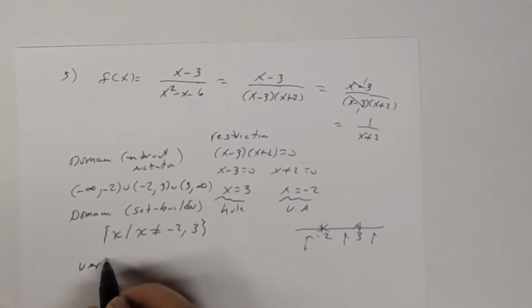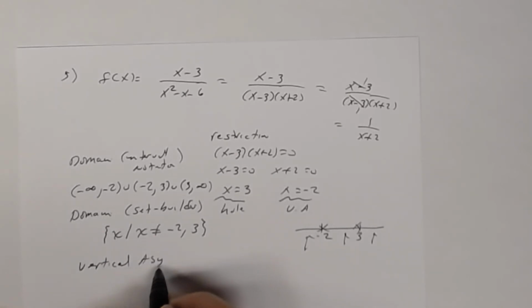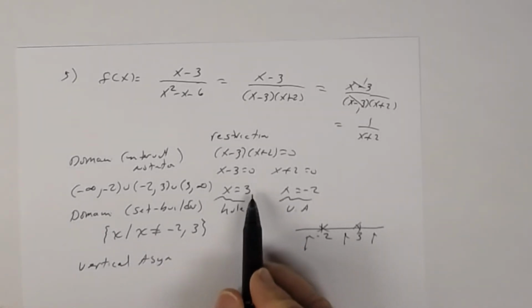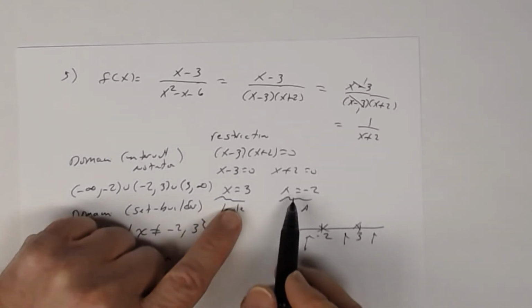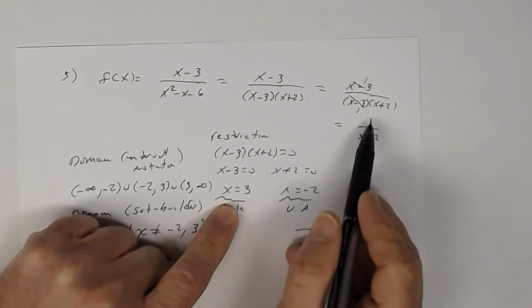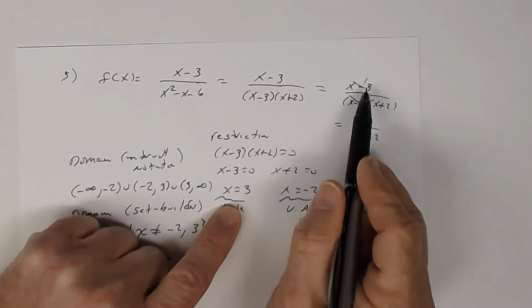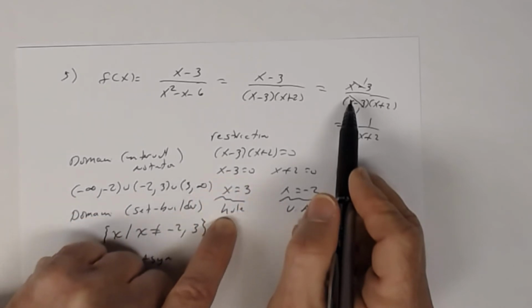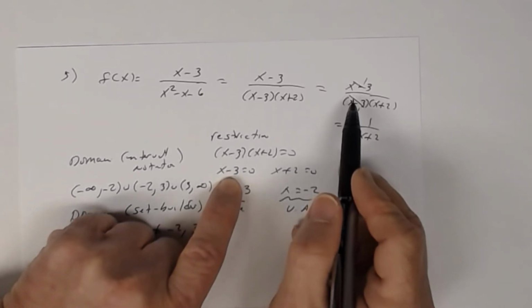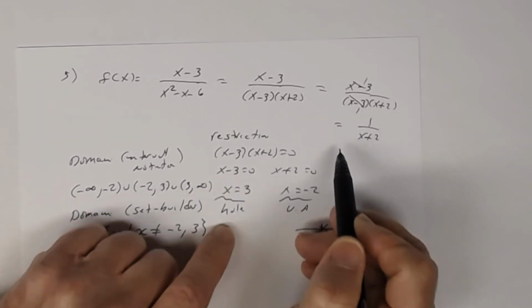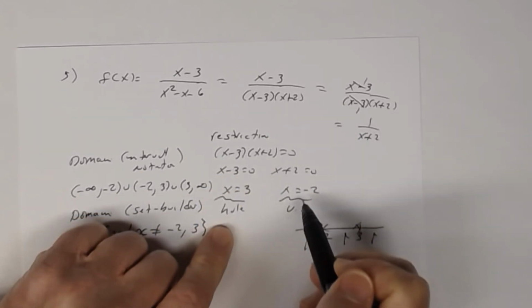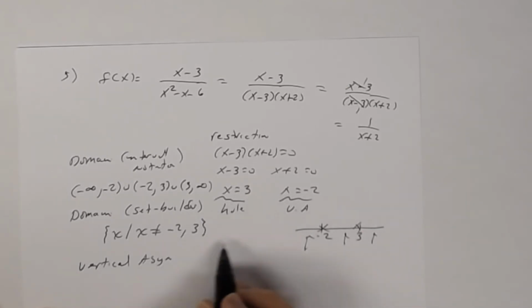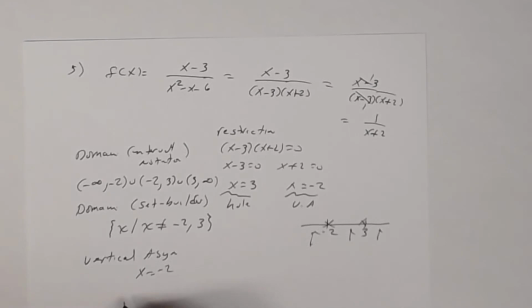The vertical asymptote: be careful, don't say both of those. Remember, the vertical asymptote occurs at a restriction except where there's a hole. There's a hole here because x minus 3, which is how you got x equals 3, factors out. So the other one is the vertical asymptote. There's only one vertical asymptote, x equals negative 2, and the question is, does the function have a hole in the graph? Yes, there is a hole.